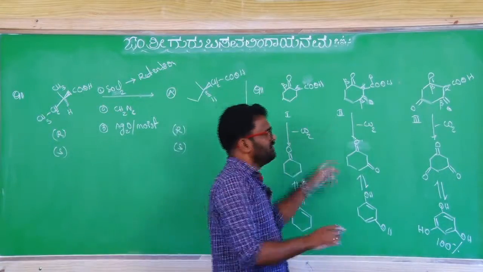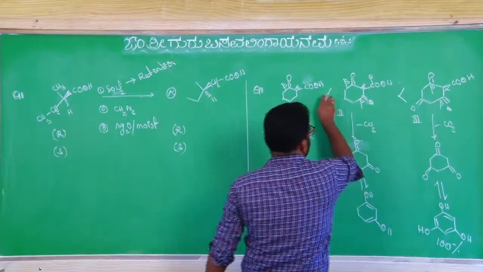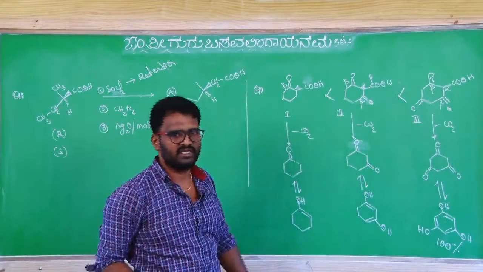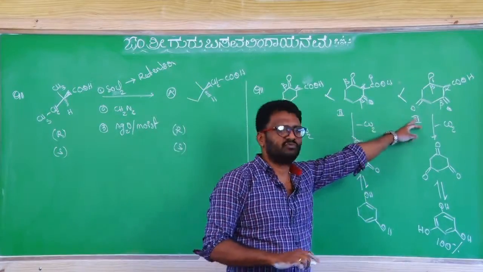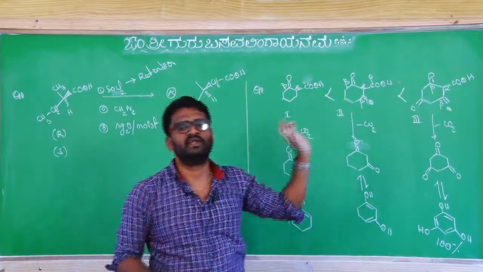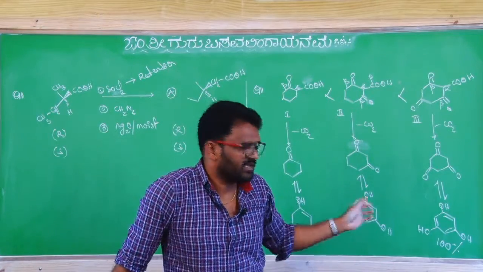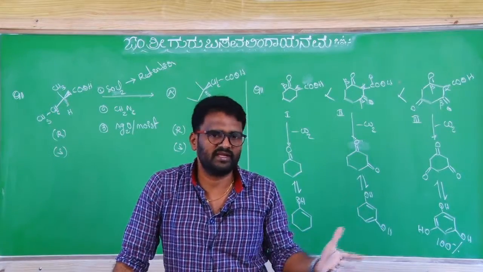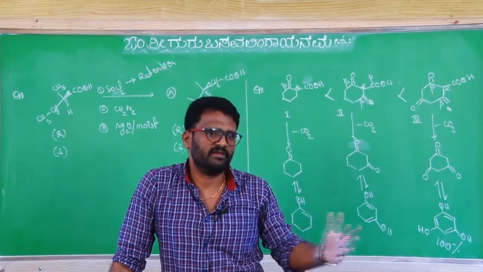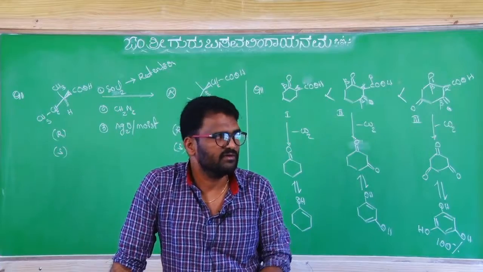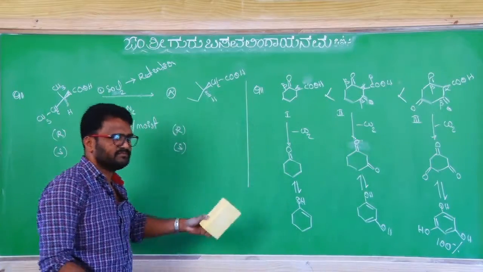So that is why the rate of the decarboxylation reaction follows the order 3 is more than 2, then 1. Finally you are getting aromatic character. Due to getting aromatic character, the third one will easily undergo decarboxylation. Okay, this is what you can give.